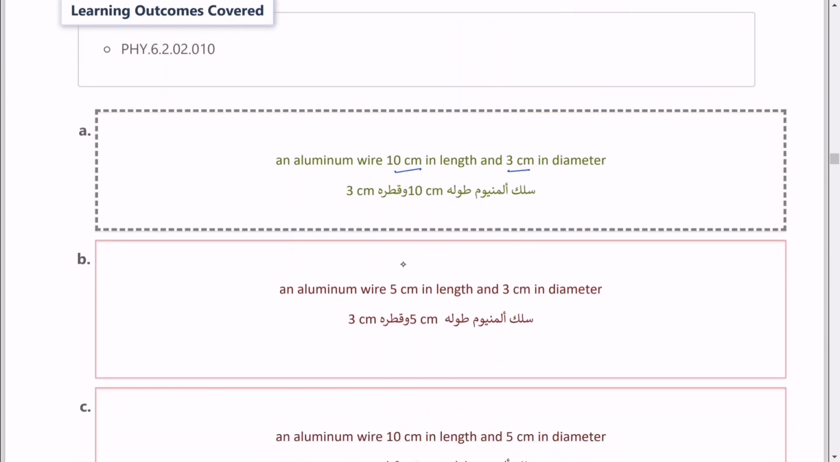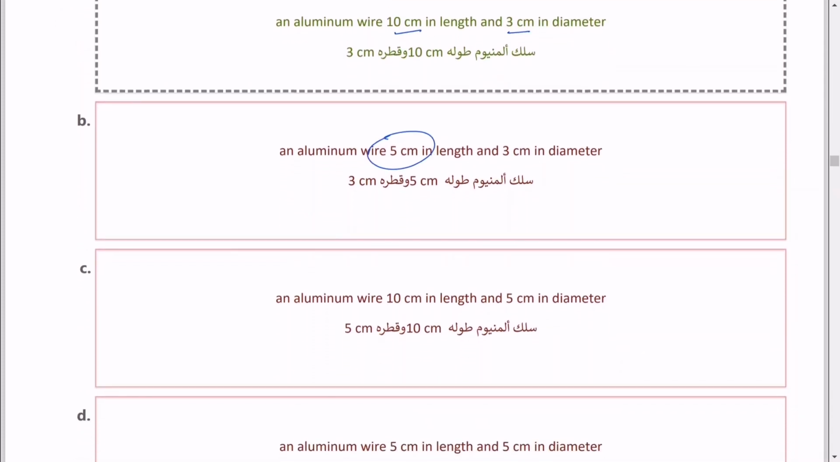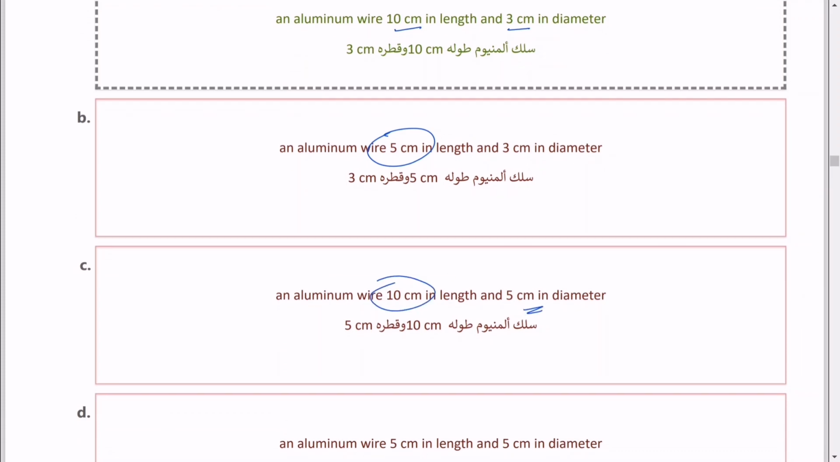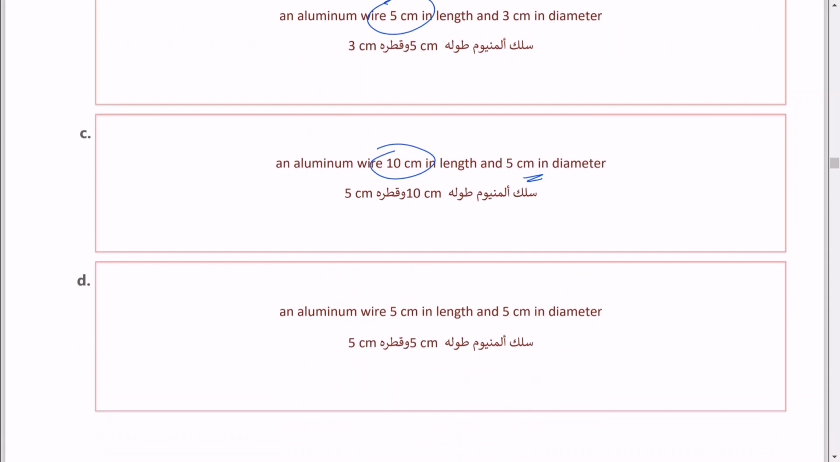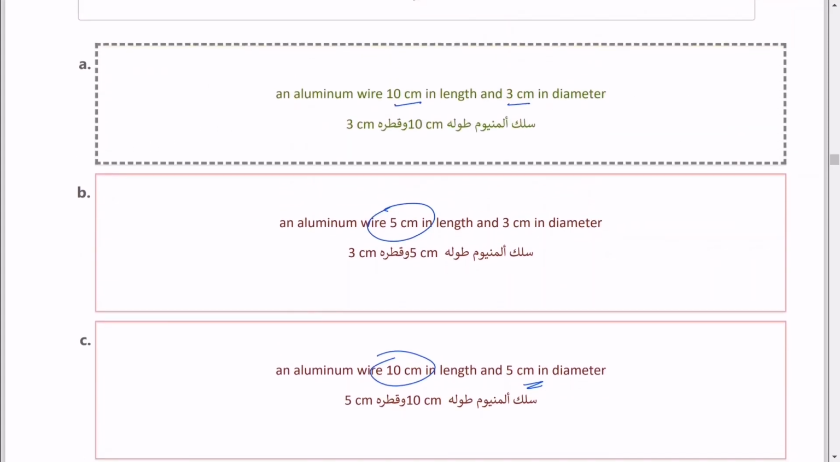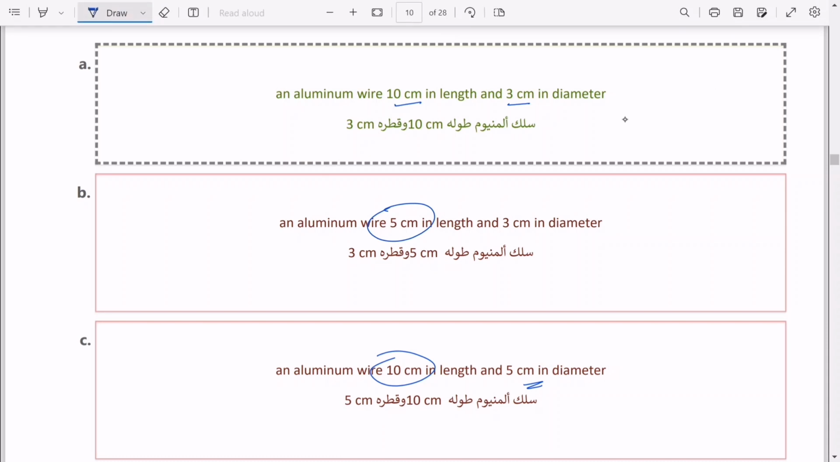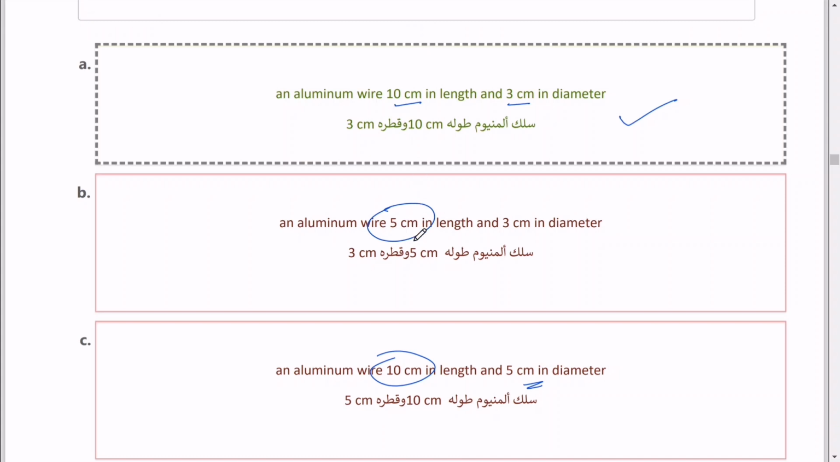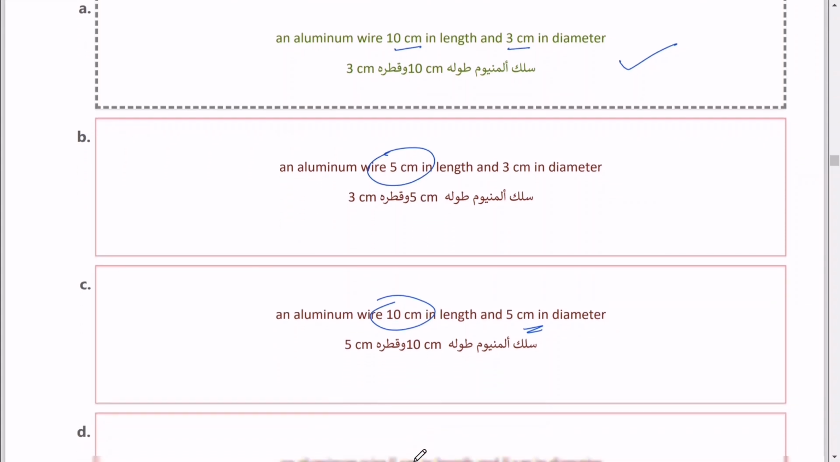So here you can see the length is less, so resistance will be less, same diameter. Here length is same, but the problem is diameter is greater, so the resistance will be less. So the resistance will be greater if the length is greater and the diameter is less. So the answer to this question is the first one, because in this the wire has the greater length and the smaller diameter compared to other choices given in the question.